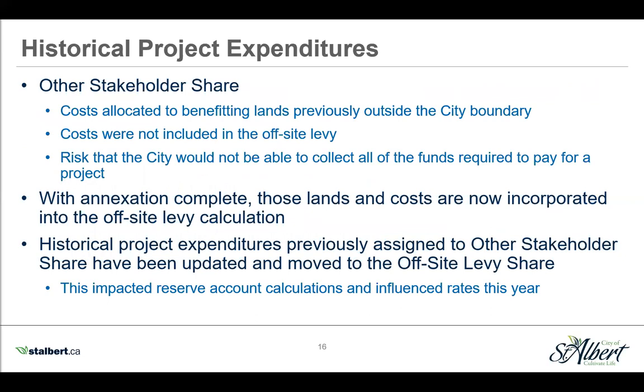Prior to annexation approval, there were several projects that had portions of their project costs allocated to something called other stakeholder share. Those lands were outside the city boundary, and those costs were not included in the offsite levy. There was a risk that the city would not be able to collect all of the funds required to pay for a project. With annexation complete, those lands and costs are now incorporated into the offsite levy calculation.